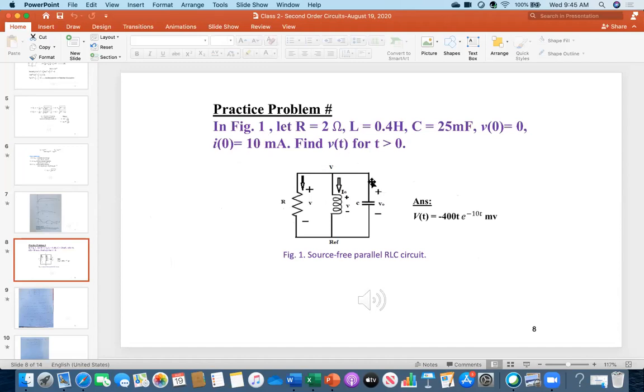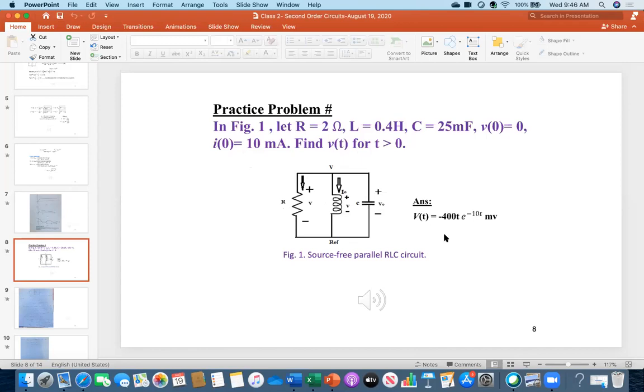In figure 1, you see, this is figure 1. Let R value be 2 ohm, L value 0.4 Henry, C value 25 millifarad. Initial conditions are given: V at time t equal to 0 is 0, and I at time t equal to 0 is 10 milliampere. Based on these two conditions, find out v(t) for t greater than 0. So for this circuit, we have to find out v(t). That's the question. I have written down the answer for you.